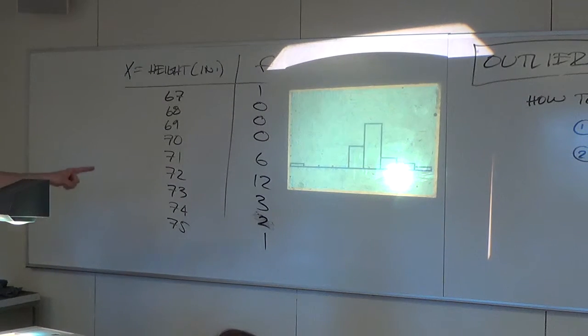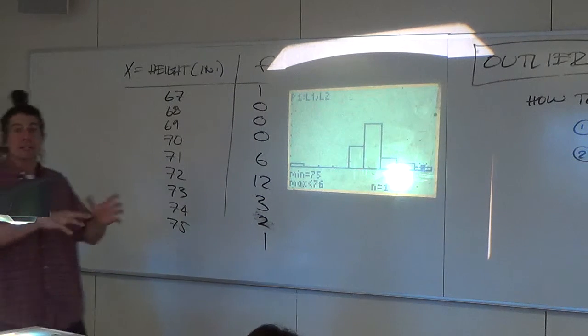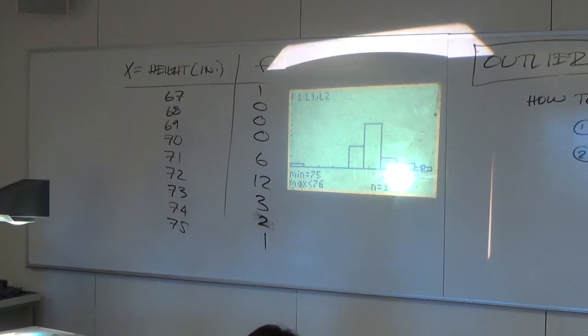And then when you press graph, there's Veronica. There she is out there on the right side. Now, when you trace over to it, boom. The frequency of 1 says min 75, max less than 76. So it's counting everything in that range. There's only one thing in that range. Veronica's 75. Cool? It's just one of those things where you have to bridge the gap between continuous and discrete. Excellent.